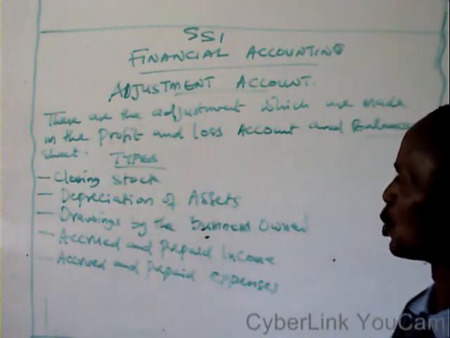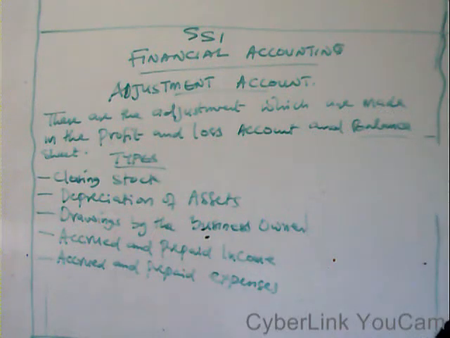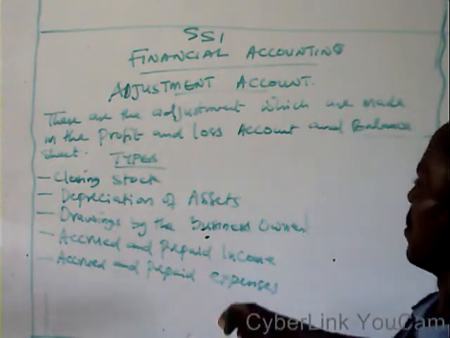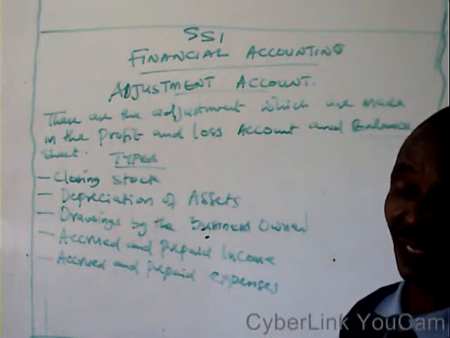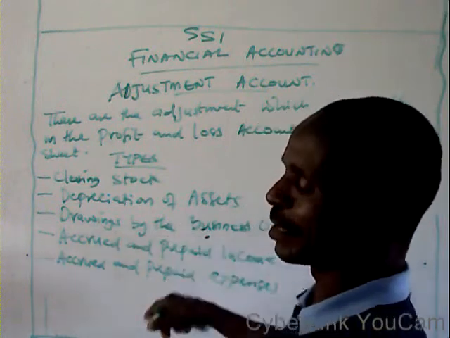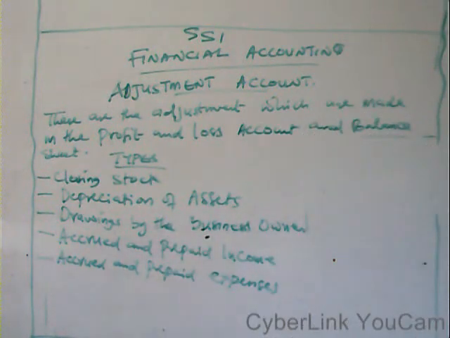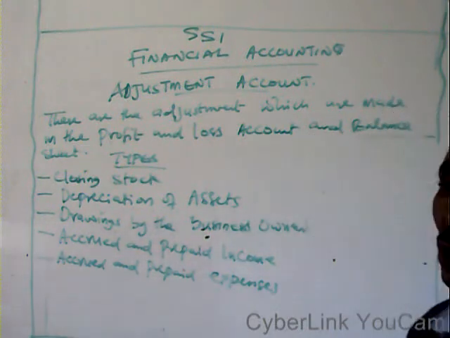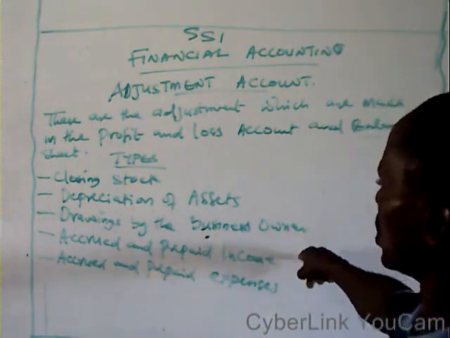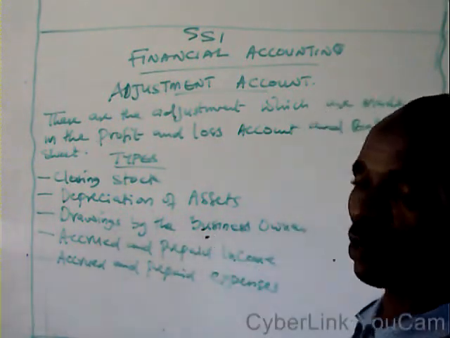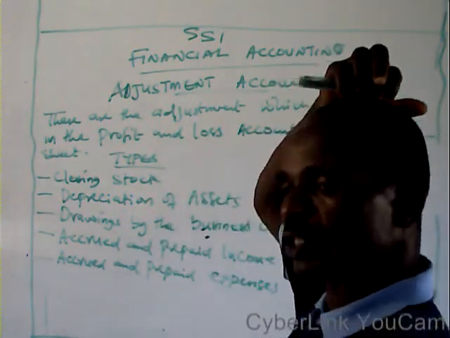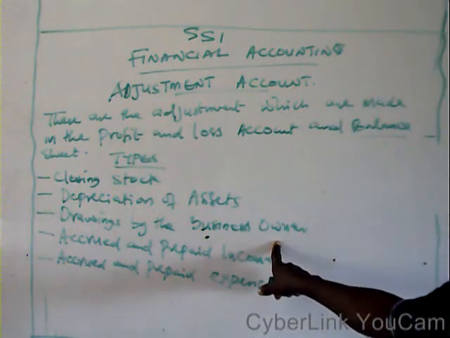The second one is drawing by the business owner, like goods withdrawn for personal use. Maybe the business owner is selling provisions, and we are now in the Ramadan period, and the lockdown does not permit the businessman to have enough money, so he withdraws some of the provisions from the store. As provisions are withdrawn from the store, it affects the value of the purchases of the business. Therefore, the value of the goods withdrawn for personal use, we need to minus it from the purchases.